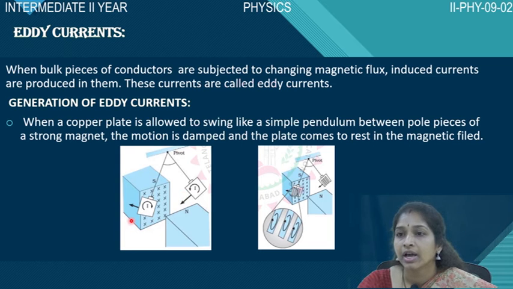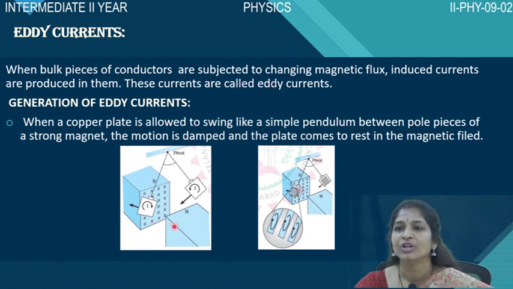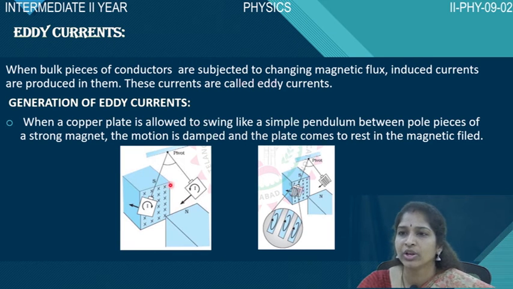So like this, induced currents are generated on the copper plate. According to Lenz's law, they oppose the original cause that produces them. Here, currents are generated due to the motion of this copper plate in the magnetic field. So these currents, after developing, oppose the motion of that copper plate. So the motion is damped and the plate comes to rest in the magnetic field.